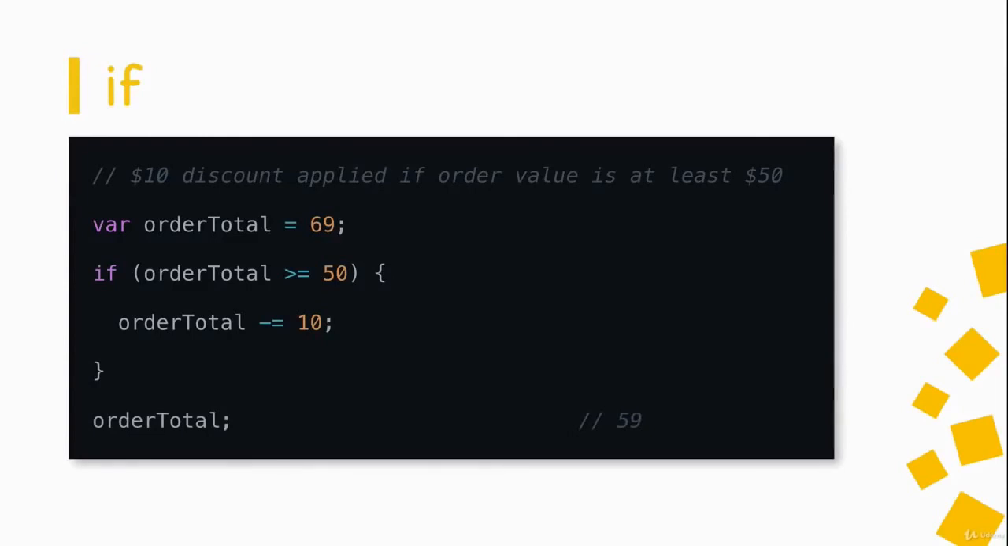So this code works. Because we have a total order value of $69, which is more than $50, the code inside the if block did get executed and the $10 discount was applied. So now the order total has been decreased from 69 to 59, and the customer is very happy.